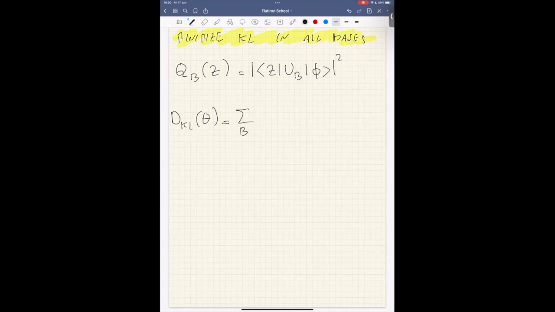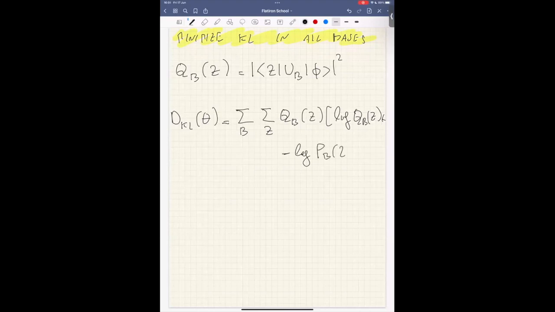Okay, so I will sum now over the B's, the possible bases that are picked, and over the Z of QB of Z. If you want, now I minimize the total KL, the sum of all the KL divergences in all bases. So I try to minimize the KL divergence in each of these bases. So I will now have QB of Z minus the log of PB.